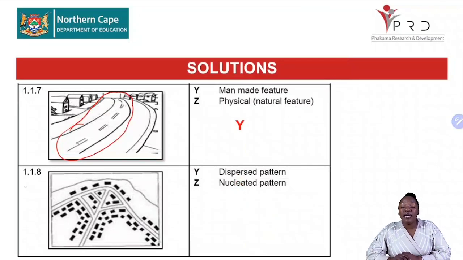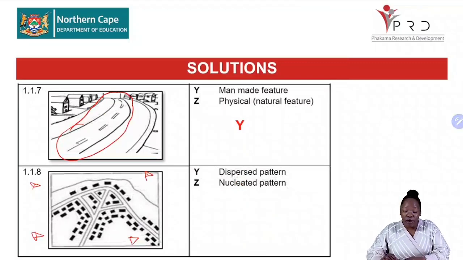Then your 1.1.8, it talks about the types of settlement. You understand that we have two types of settlement, which is dispersed as well as your nucleated. So here you need to understand, when we are saying the settlement is dispersed, remember it's when the settlement or the houses are far from each other. Then we say it's dispersed. And also the dispersed settlement also has an alternative name. Remember, if you don't want to say dispersed, you say isolated.